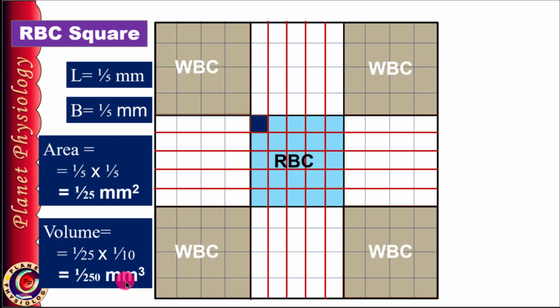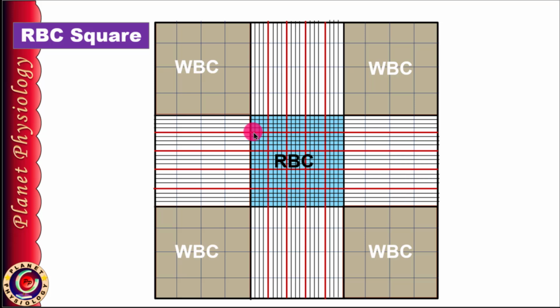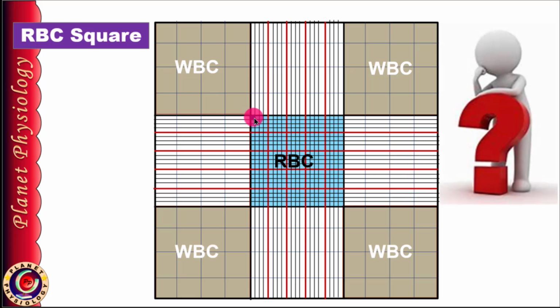Now since the RBCs are smaller in size than WBCs, they are always counted under high power, that is 40x or 45x objective. However, counting all the RBCs within this medium square could lead to errors and eye strain. And to make the counting more manageable, each medium square is further divided into 16 smaller squares. So at this point, take a pause and think about the dimensions of the smallest RBC square.